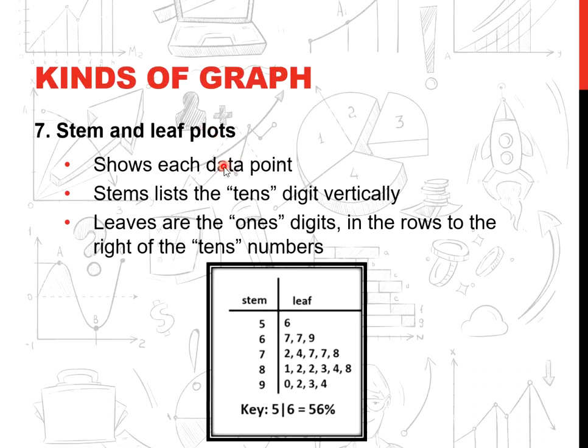Next, stem and leaf plot shows each data point. Stems are listed in tens, digit vertically. Ito, tens. And leaves are the ones, the digits on the rows. So, paano basahin to? So, stems daw is tens natin. Leaves is 1. So, usually may key yan. So, halimbawa ganito, 5, 6 equals 56%. Kasi ito daw ay 50. Ito naman ay 6. So, 56. Next, 67, 67, 69, 72, 74, 77, 77, 78, 81, 82, 82, 83, 84, 88. So, ganito ang stem and leaf plot.